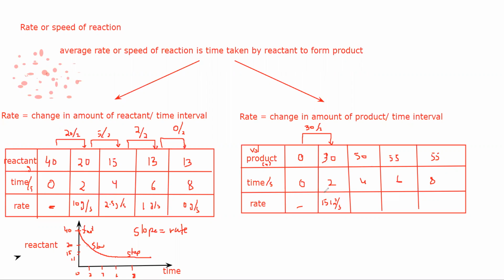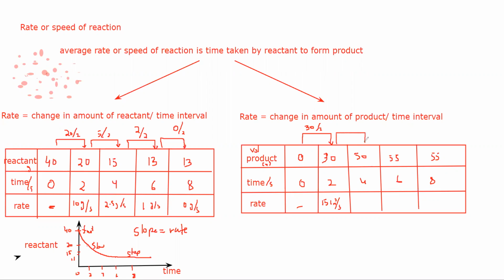So the unit of the rate is not constant. It depends on what is the unit for the reactant or product and what is the unit for time. For example, in this I took a product in centimeter cube, that's why it is centimeter cube per second. Sometimes they ask to state the unit of the rate, so you have to check the question. According to the question, the unit of the rate will vary.